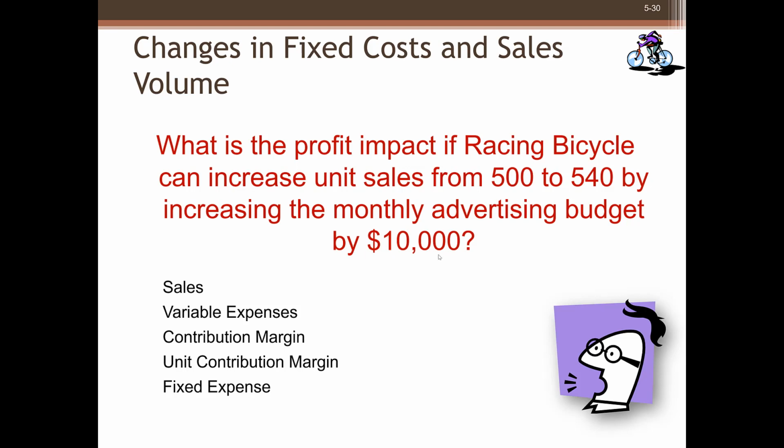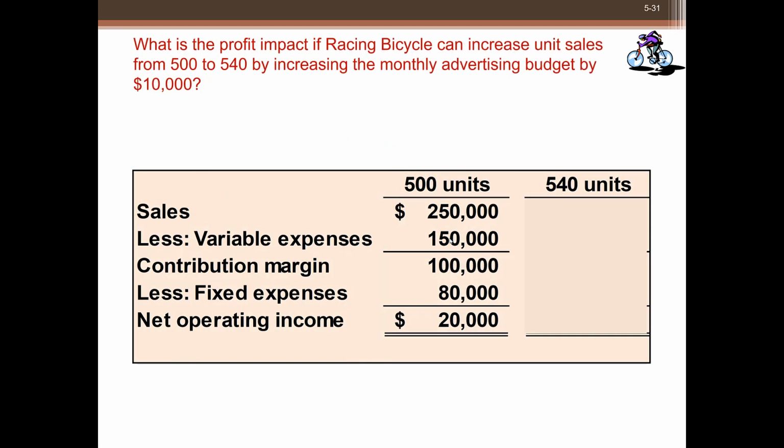In this case, total sales change, variable expenses change, contribution margin changes, unit contribution margin, no, fixed expense, yes, because the monthly advertising budget increased by $10,000. We can use a contribution income statement to show the change here. This is the original 500 units, and we'll use this as a benchmark. So here for increased units from 500 to 540, we can calculate the total sales.